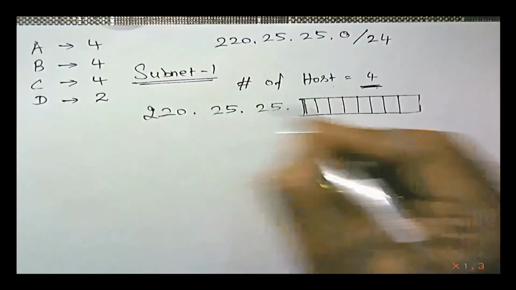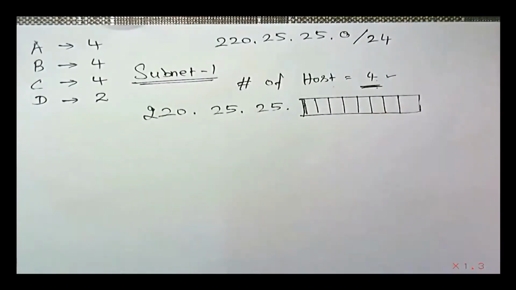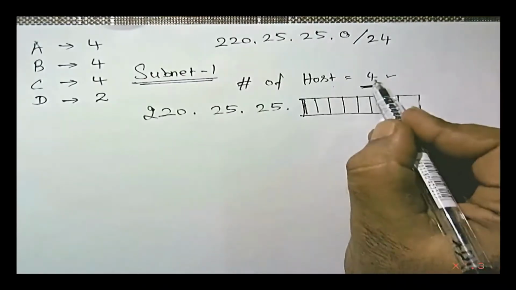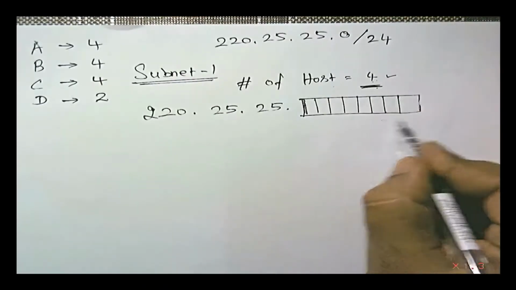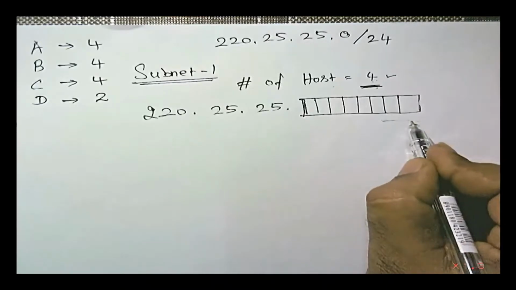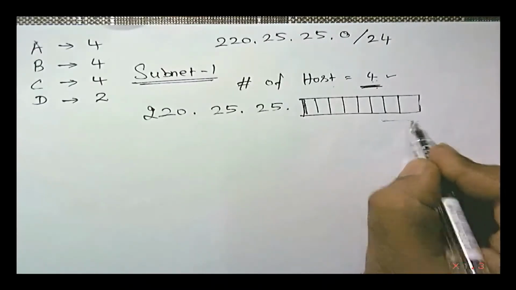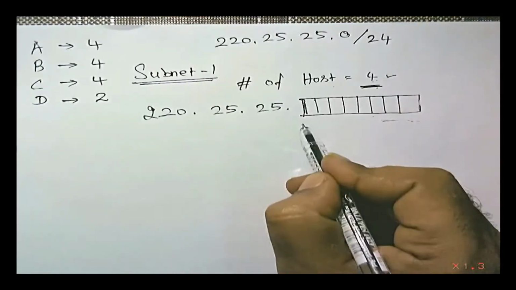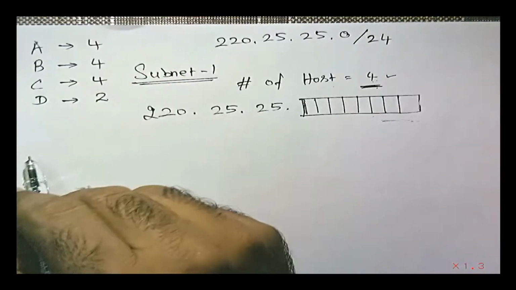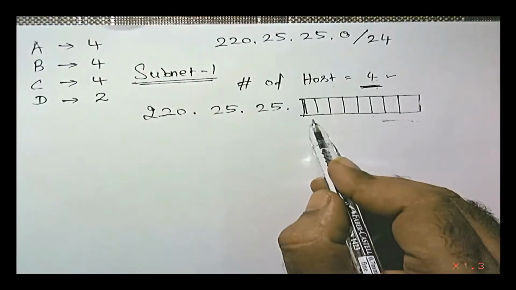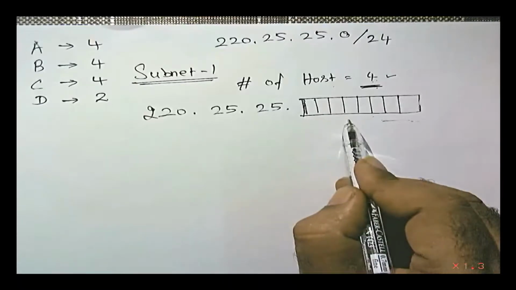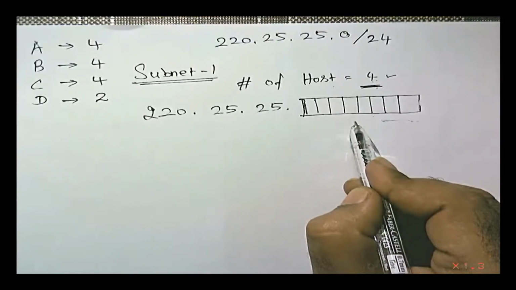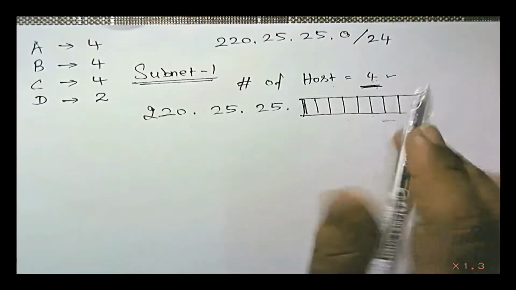Now I need 4 hosts. If you need 4 hosts, how many bits do you need in the host part? We are going to decide this, and the remaining bits we are going to move to the network part. What we did in the previous examples in subnetting is decide the number of subnets and divide accordingly. But here it is slightly a reverse one. Let me solve it.